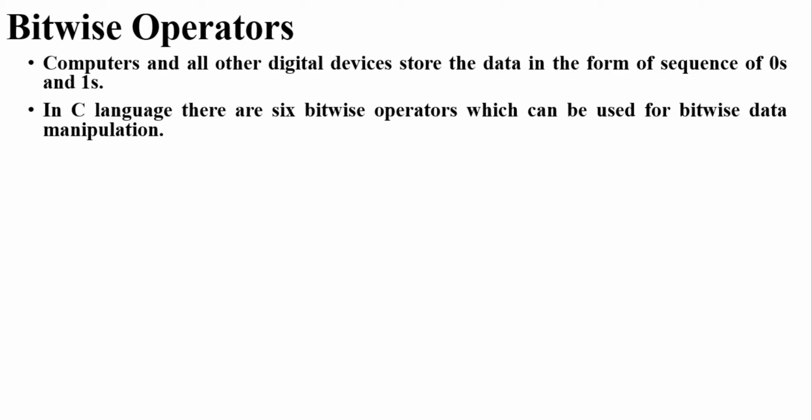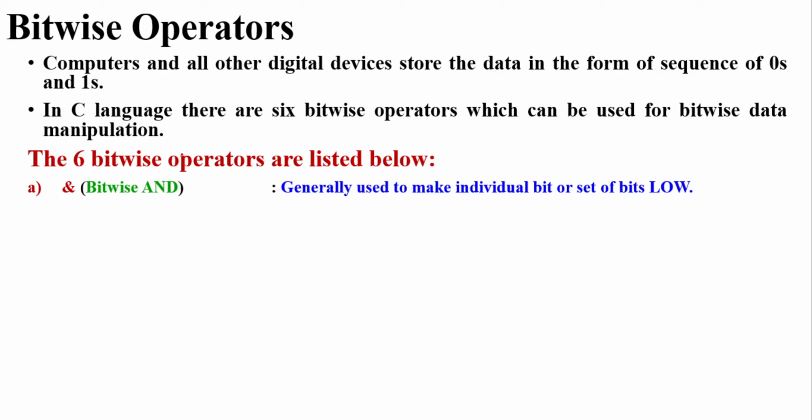So C language uses 6 different bitwise operators. These 6 bitwise operators are used to manipulate or change the data in C language. In the data, you can change any particular bit by using these 6 bitwise operators. So which are these 6 bitwise operators?